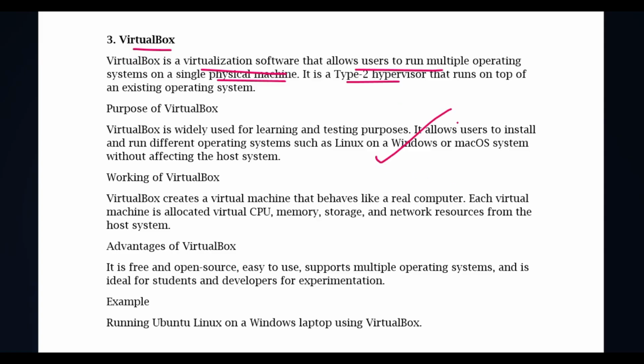Like for the same example, if I am on the Windows machine and I want to run a Linux machine, so I have to use a VirtualBox. And VMware also, there are different kinds of virtualization software available produced by different companies such as Oracle, Microsoft. Each one has their own virtualization software which is famous in the market, and the working of each of them is similarly the same, that it behaves like a real computer. Each virtual machine is allocated some of the CPU, memory, storage, network resources from the host system.